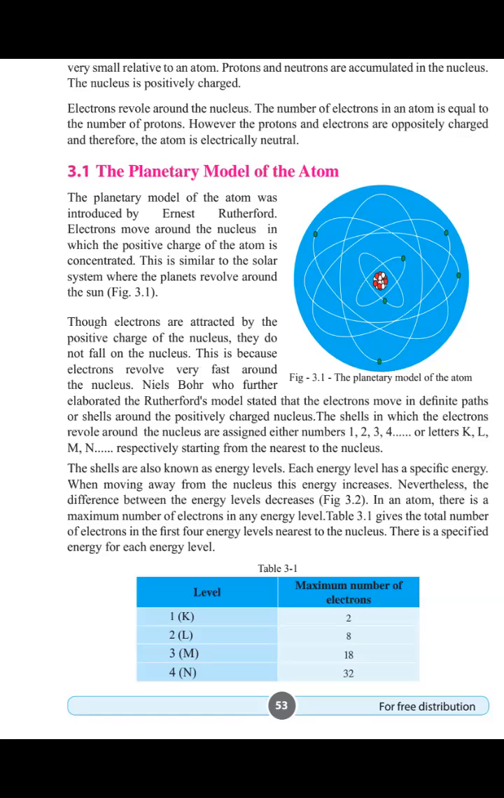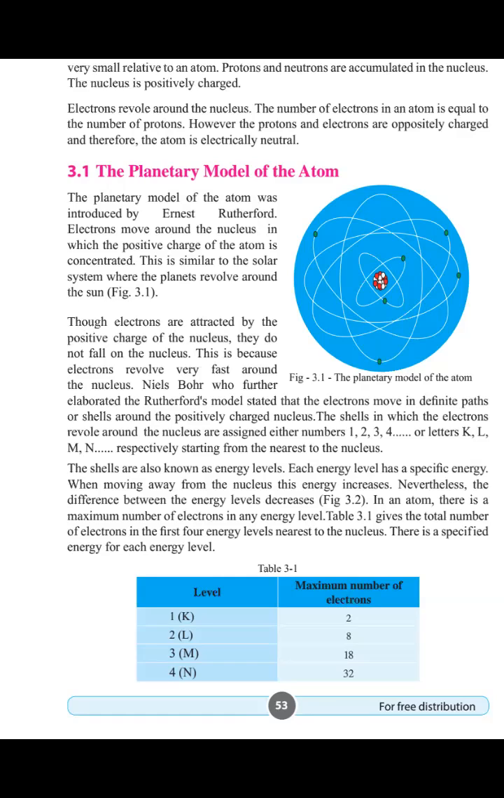The shells are also known as energy levels. These energy levels have specific energy. When moving away from the nucleus, energy increases. The difference between the energy levels decreases. The gap decreases, but the energy increases. Energy increases from 1, 2, 3, 4, but the gap between 1, 2, 2, 3 decreases.